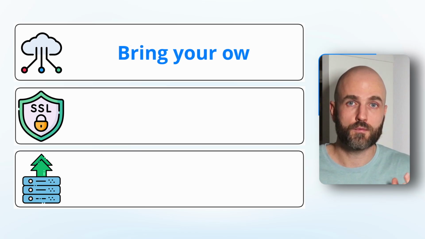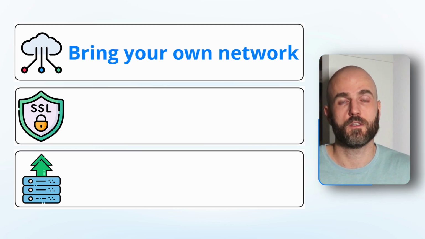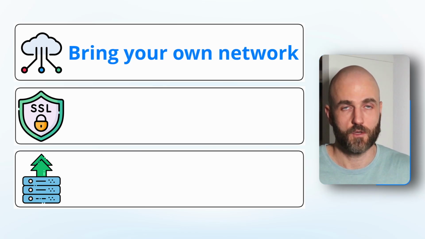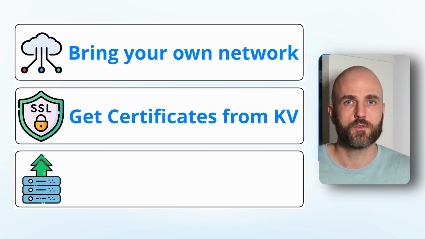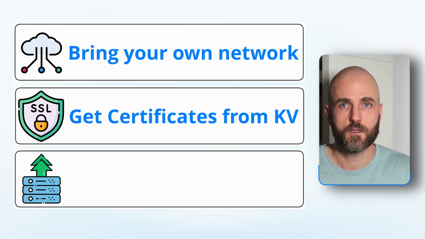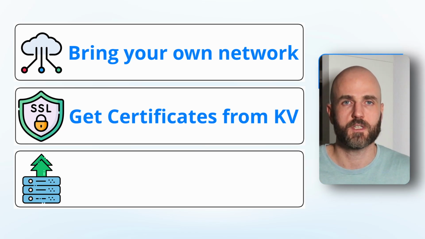You can also bring your own Azure virtual network in the configuration, and that's definitely a game changer, in my opinion. And finally, you can also configure your pool to download certificates from Key Vault, so that you don't have to add a task in all our pipelines to download a certificate.